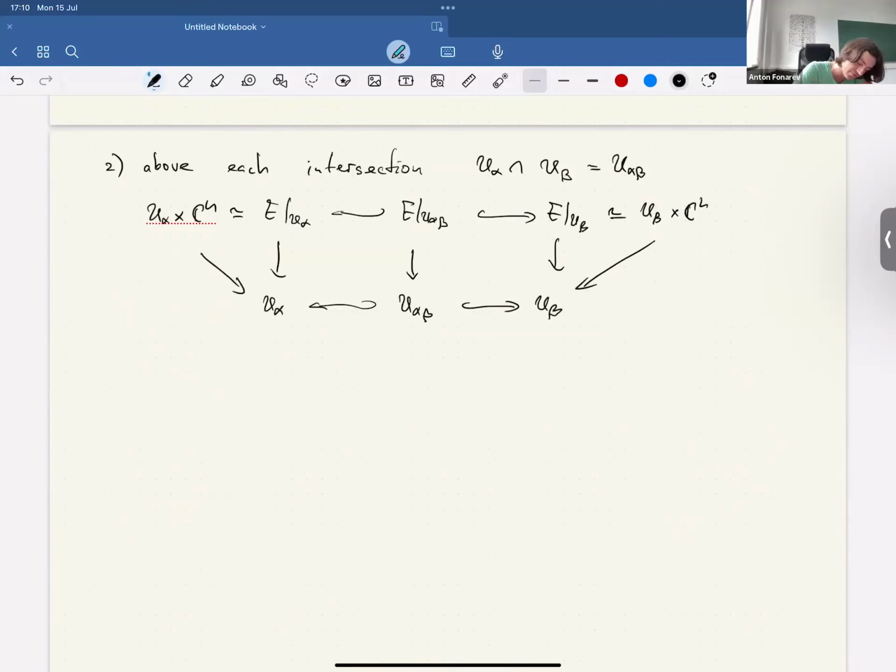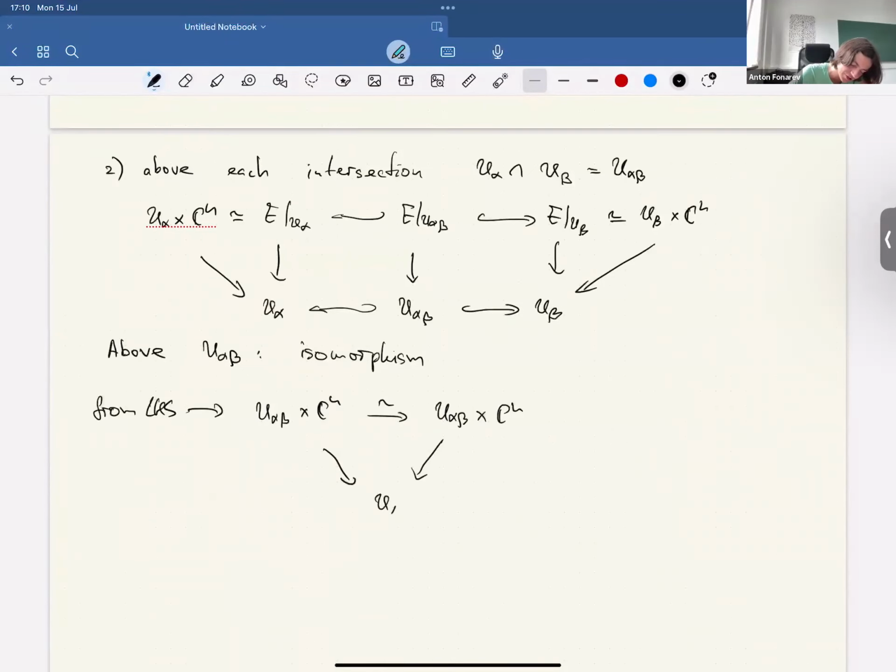So what we do now above U alpha beta, if you look at the corresponding arrows, you will have an isomorphism of U alpha beta times Cn, which comes from U alpha being an open subset, U alpha beta inside U alpha. And this becomes isomorphic in one way or another to U alpha beta times Cn. And this isomorphism is compatible with the two projections.